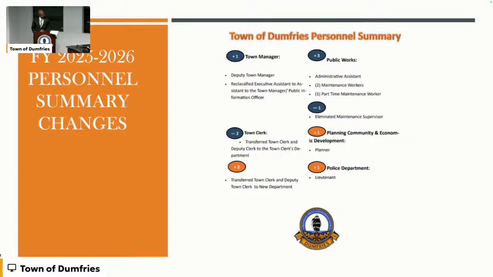The budget also adds an administrative assistant to the Public Works Department, 2 maintenance officers, and 1 part-time worker, while eliminating the maintenance supervisor. This budget also adds 1 planner to the Planning, Community, and Economic Development Department, and then it adds 1 lieutenant officer to our police department. These are just the charts that you will see that summarize all of these.